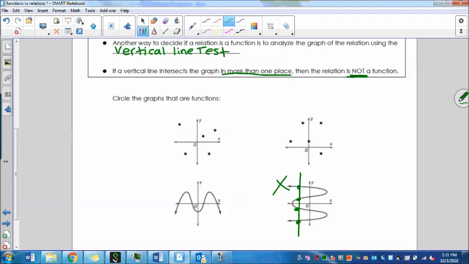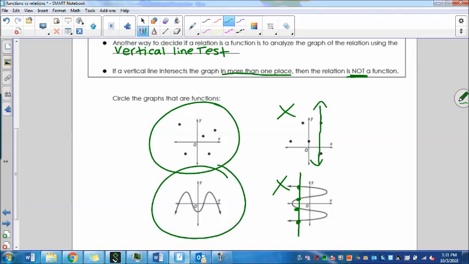Same thing with this one up here above it. When you draw this vertical line, I'm not really good at drawing straight lines, but this is not a function. It's going to hit those two dots at the same time, so not a function. These two though, no matter where you draw the line on it, it's only going to hit the graph one time. It doesn't hit the graph more than once, so it's a function. Same thing here. You draw a straight line up, it's only going to go through one of the points at a time. So both of those are functions.